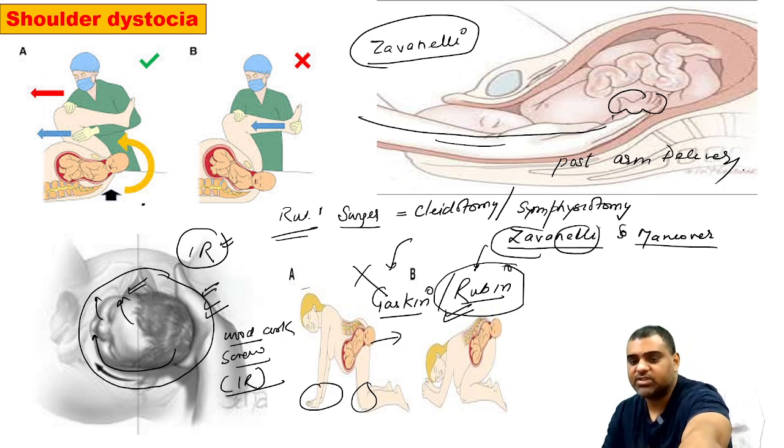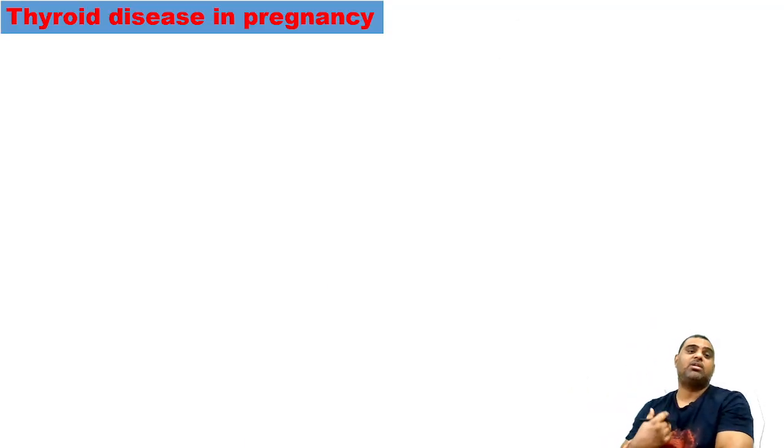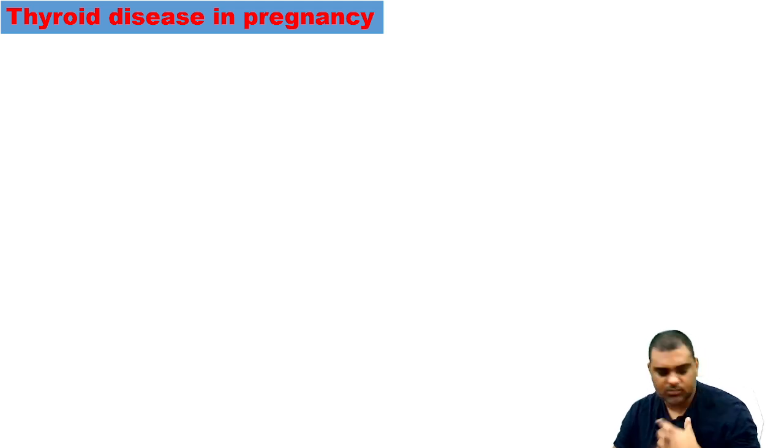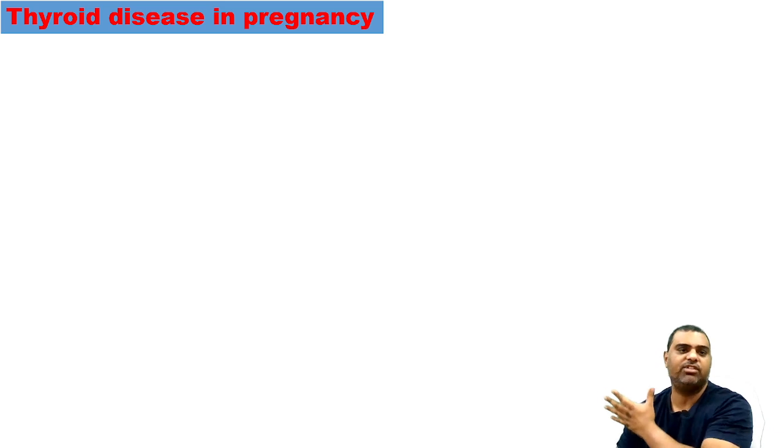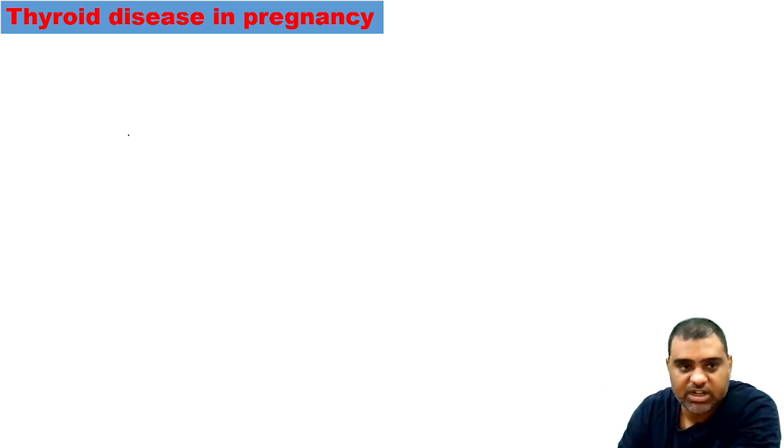So now we have finished with the diabetes. Now we'll come to the third part, that is thyroid disease in pregnancy. So just be with me, although no one is with me, and we'll finish thyroid disease in pregnancy within 15 minutes. Okay, so first we have to understand the normal.